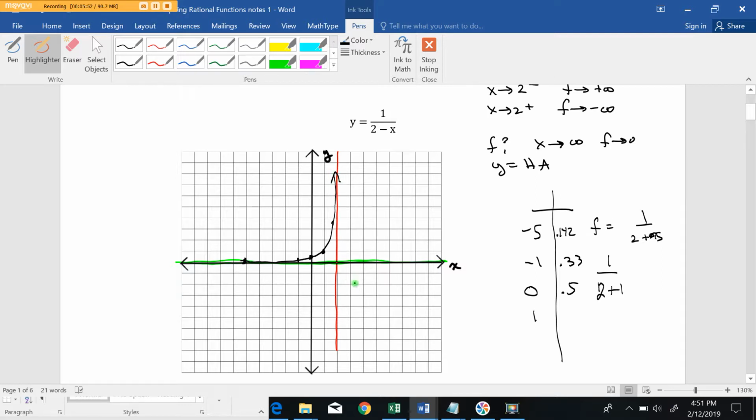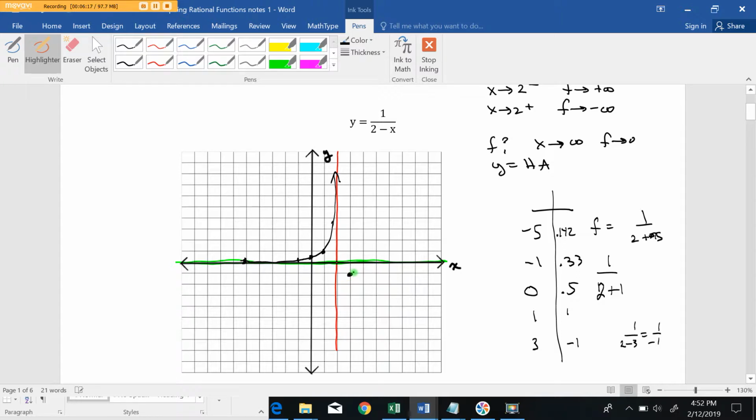Let's investigate what's happening over here. If we put in x equals 3, then our function is 1 over 2 minus 3, that's 1 over minus 1, which is negative 1. I forgot to write that 1 down from earlier. So 1, 2, 3, minus 1. Now here's where this stuff's really cool.